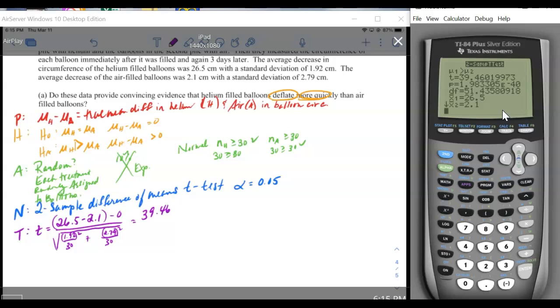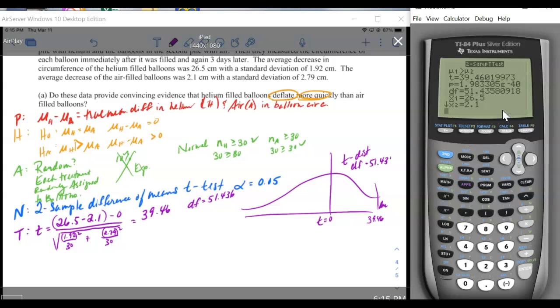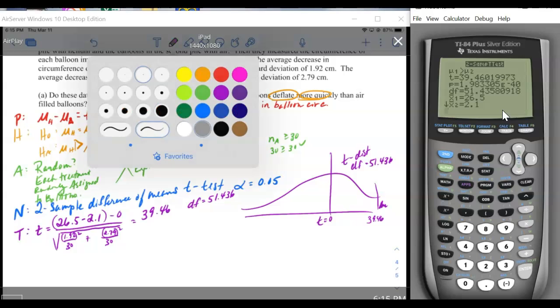Okay, my probability number there is essentially 0. Look at that ending, it's got a -40, so it's essentially 0. And we have a degree of freedom that is equal to 51.43436. So again, I want to draw this. I want to use a t table or a t-score, so this is t is 0. We're all the way over here at 39.46, and this is a t distribution with degree of freedom equal to 51.436.